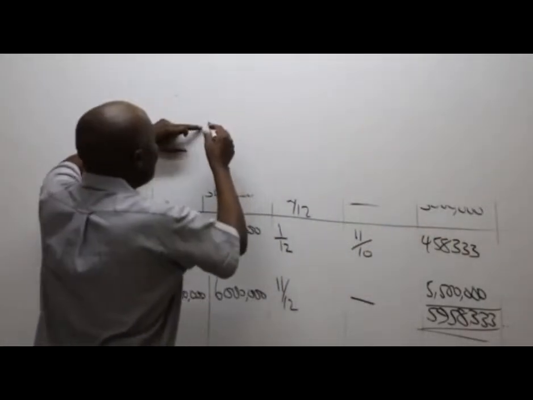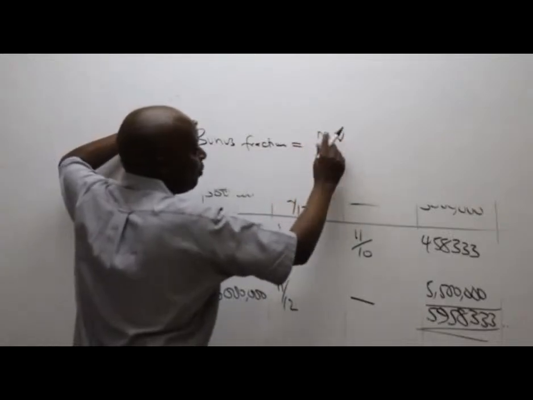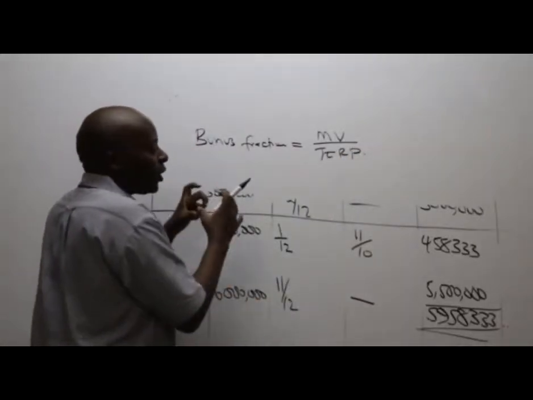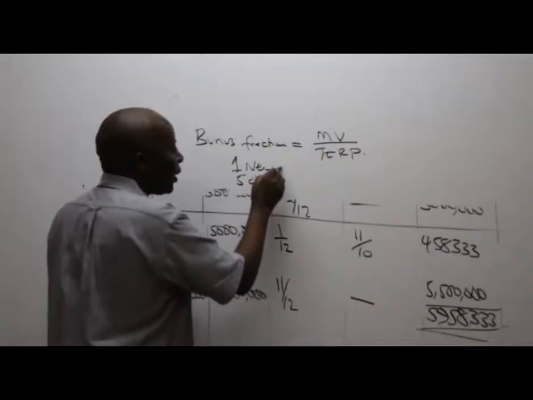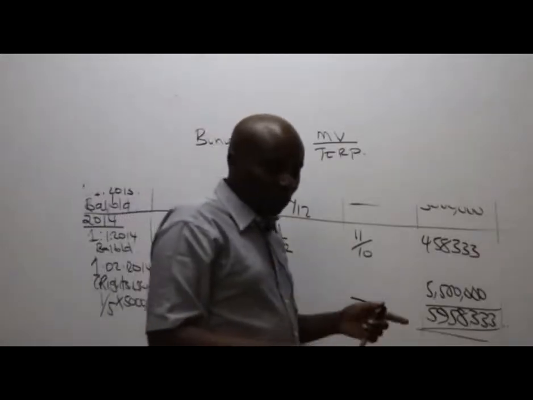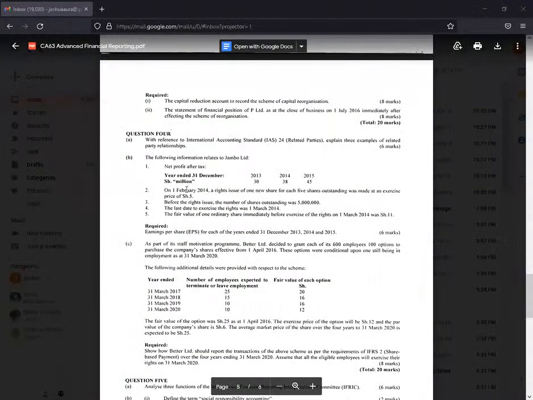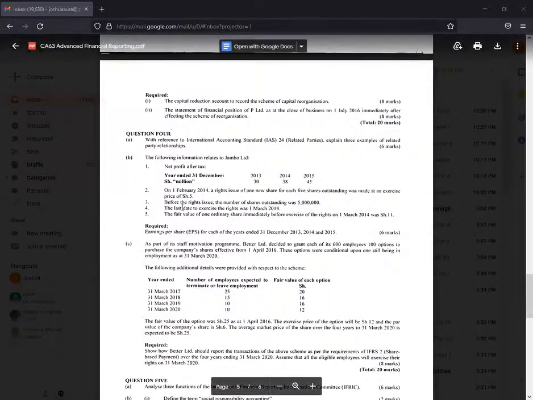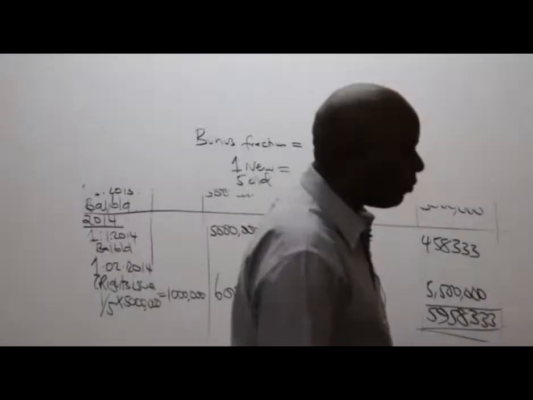Hii fraction tunaita bonus ama bonus fraction. What we've done is to take the market value before the rights divided by what we call the theoretical ex-rights price. And remember, to get the theoretical ex-rights price is very easy. Like here they have told us it is 1 new for every 5 old shares. So when we read here, they have told us on 1st February 2014, a rights issue of 1 new share for each 5 shares outstanding was made at an exercise price of 5. So the rights price is 5. Right is 1. So 1 new at 5 bob.